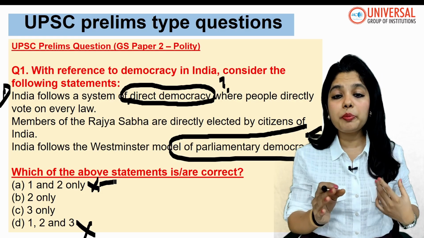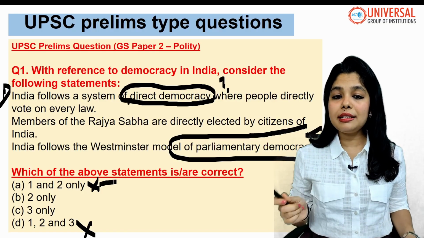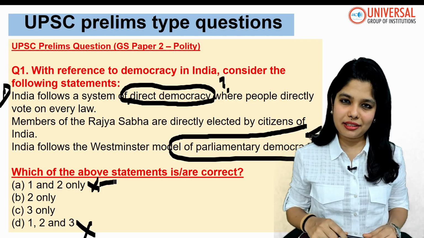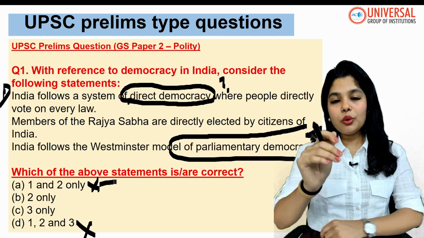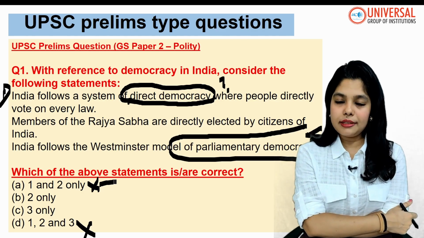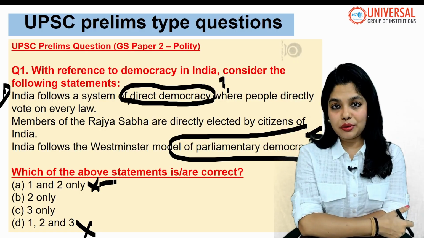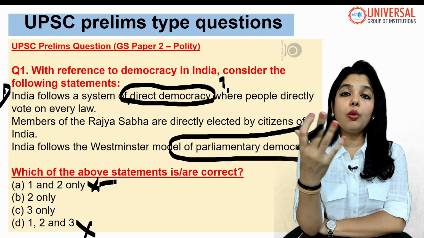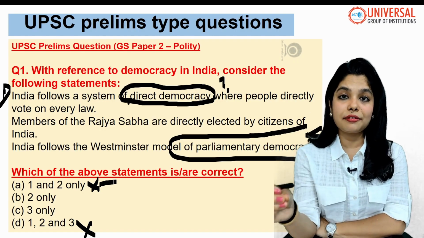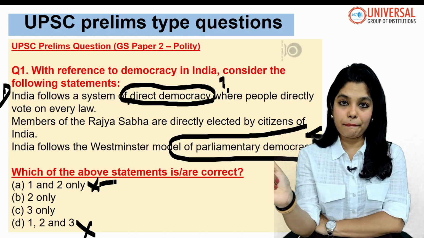Again the second statement: the members of the Rajya Sabha are directly elected by the citizens of India. Is it? So you give me the answer. I'll wait for 2 seconds. Give me the answer in the comment section also, so that I get to know who all are the students who are active in the class.